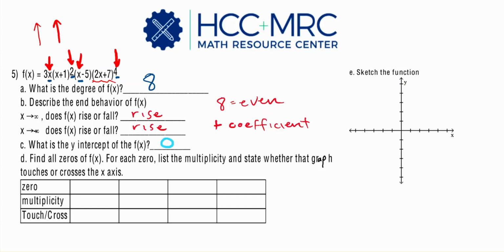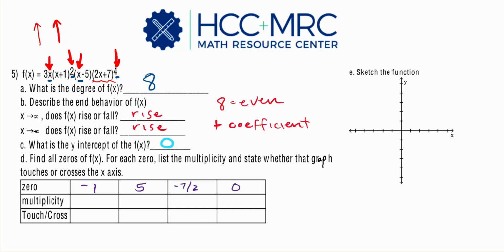Now we're going to go ahead and fill in all of our zeros. We have the x plus 1 factor, which gives us a zero of -1. We have the x minus 5 factor, which gives us a zero of 5. We have the 2x plus 7 factor that gives us -7 halves, and then we have just that plain old 3x up front, and that's going to give us a 0.